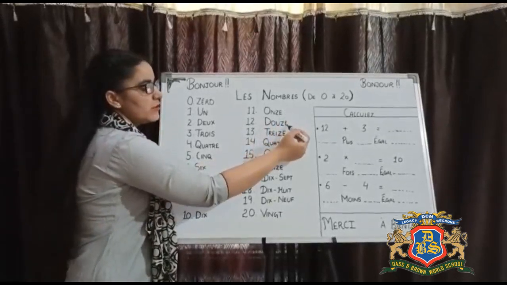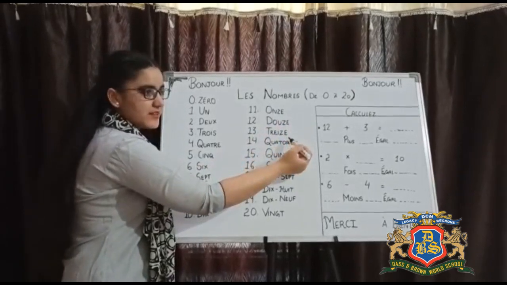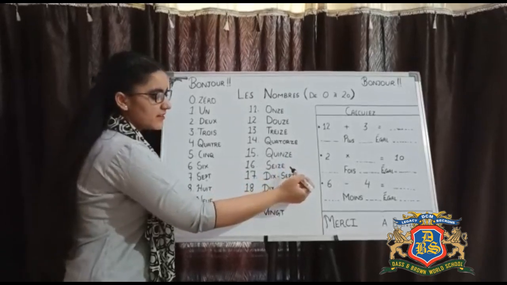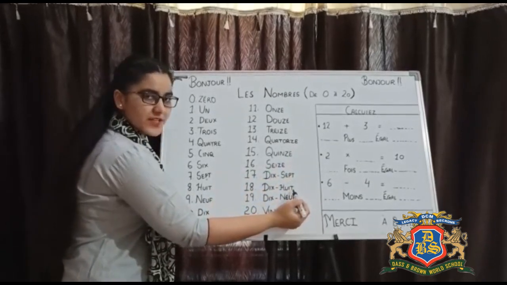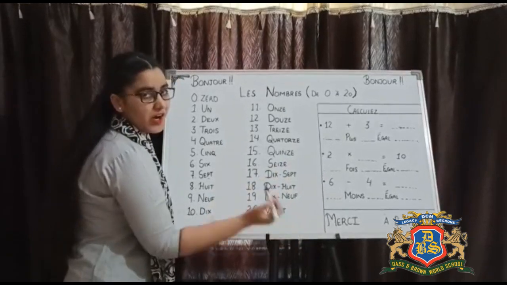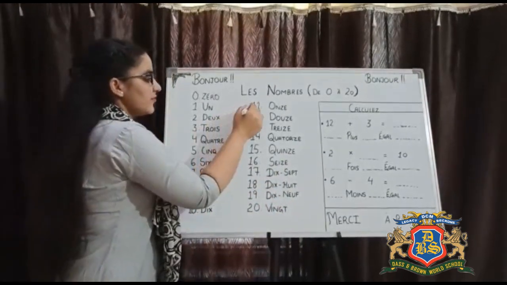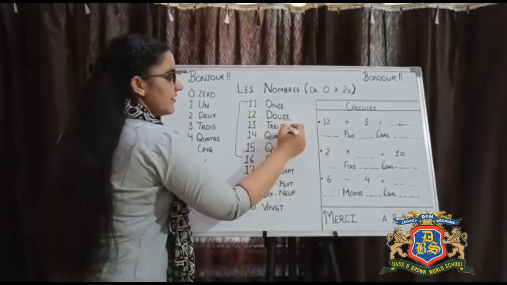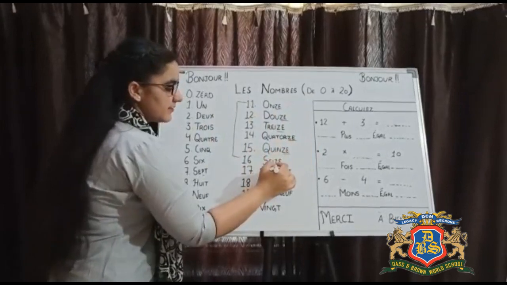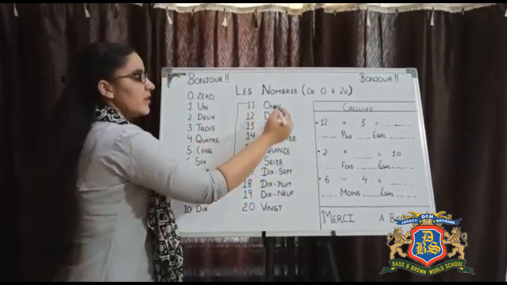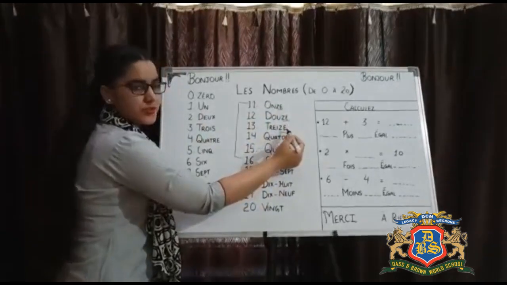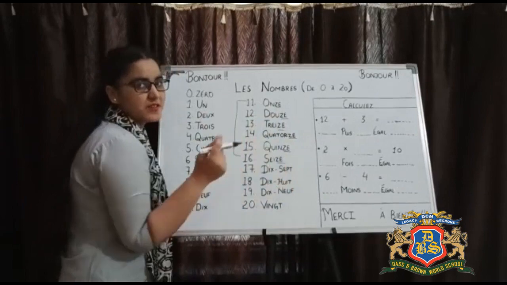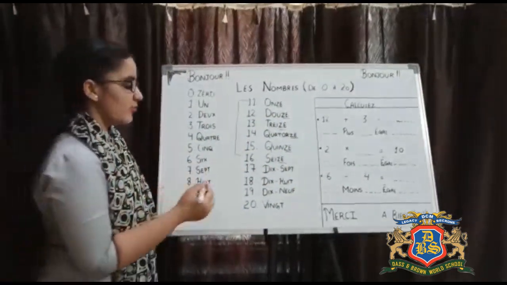11, 12, 13, 14, 15, 16, 17, 18, 19, 20. Now see, the numbers from 11 to 16, they all are ending with Z, E. 11, 12, 13, 14, 15, 16. Très bien.